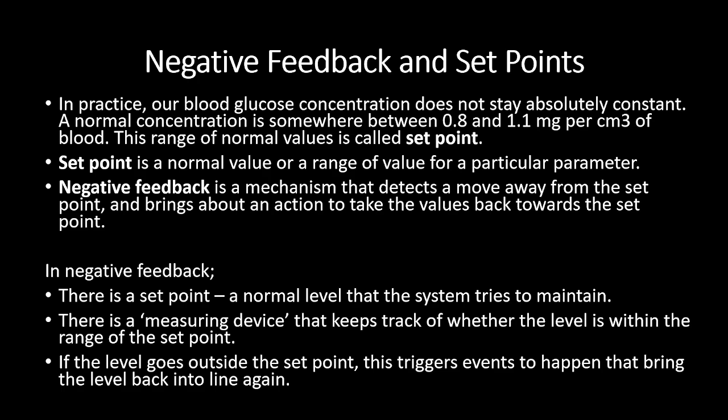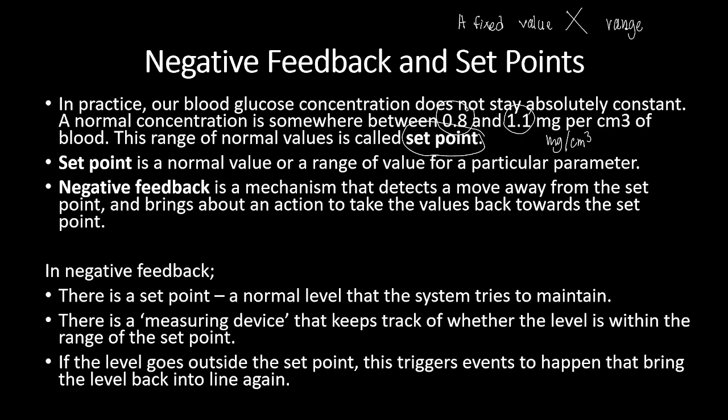Then we have negative feedback and set points. In practice, our BGC does not stay absolutely constant. A normal concentration is somewhere between 0.8 and 1.1 milligram per cm cube of blood, and this range of normal values is called the set point. Okay, let me explain that. So what it's saying is that in your blood, the blood glucose concentration is not going to be a fixed value. No, it's not going to be a fixed value. It will be a range.